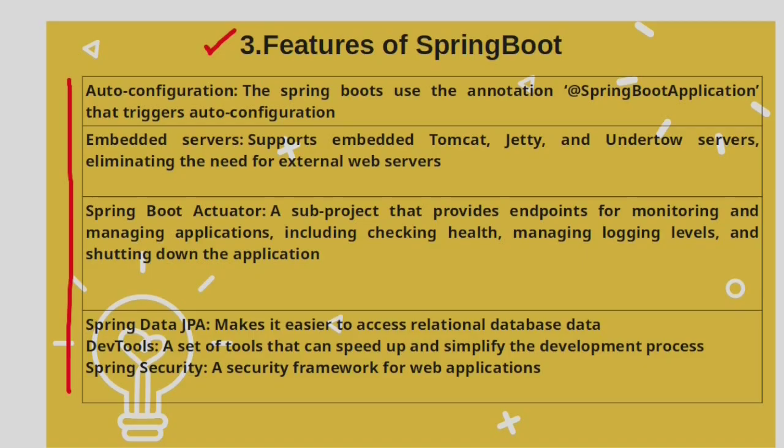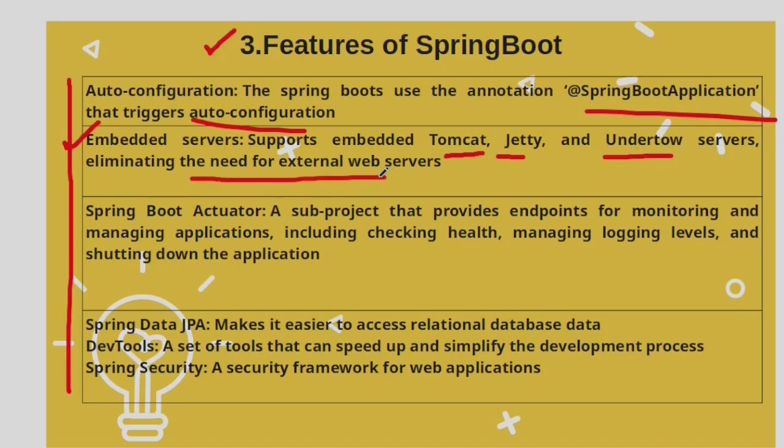Now the features of Spring Boot. The first feature is auto configuration. Spring Boot uses the annotation @SpringBootApplication that triggers the auto configuration. If you don't know, SpringBootApplication is a combination of three annotations: the first one is Configuration, the second one is EnableAutoConfiguration, and the third one is ComponentScan. The second feature is that we have embedded servers like Tomcat, Jetty, Undertow.